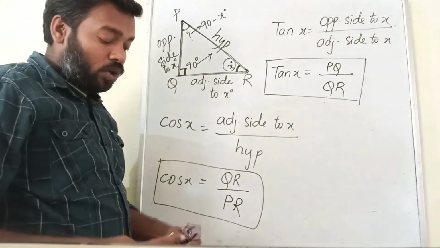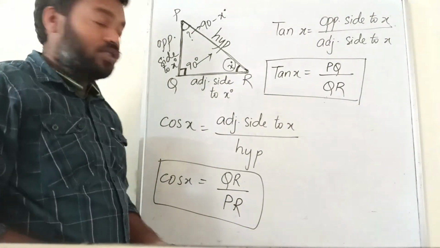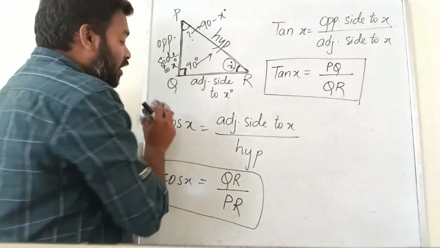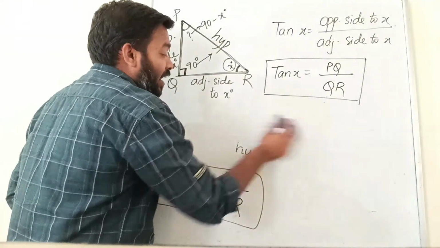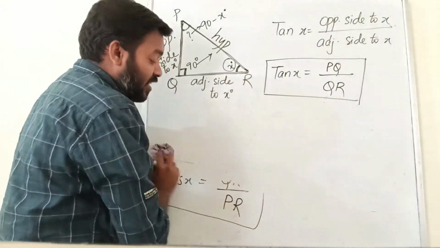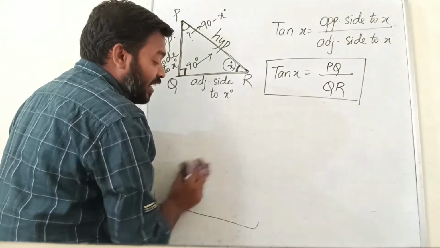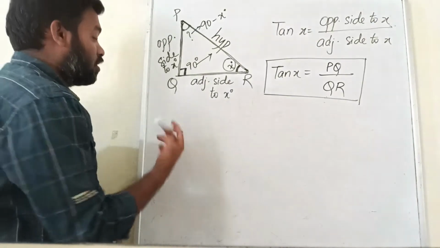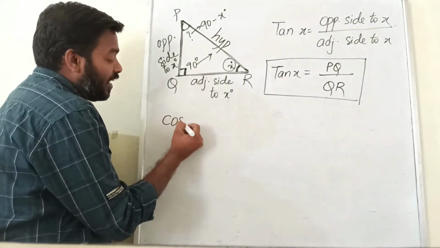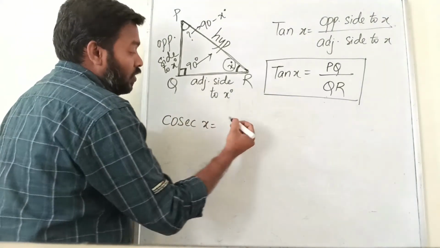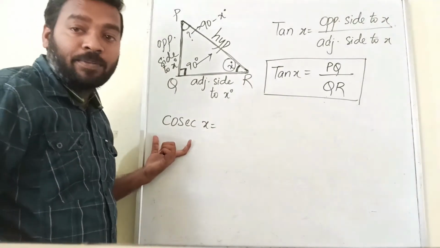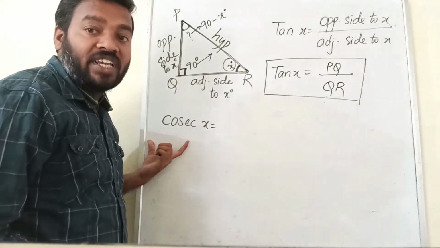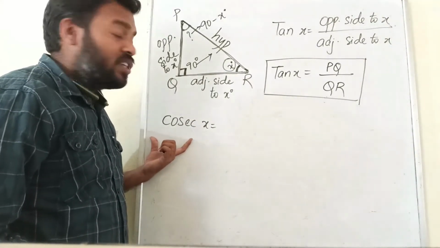We need to find all the trigonometric ratios for angle x, that is sin x, cos x, tan x, cosecant x, secant x and cot x. So we are going for cosecant x. What is cosecant x? Cosecant is reciprocal to sine.